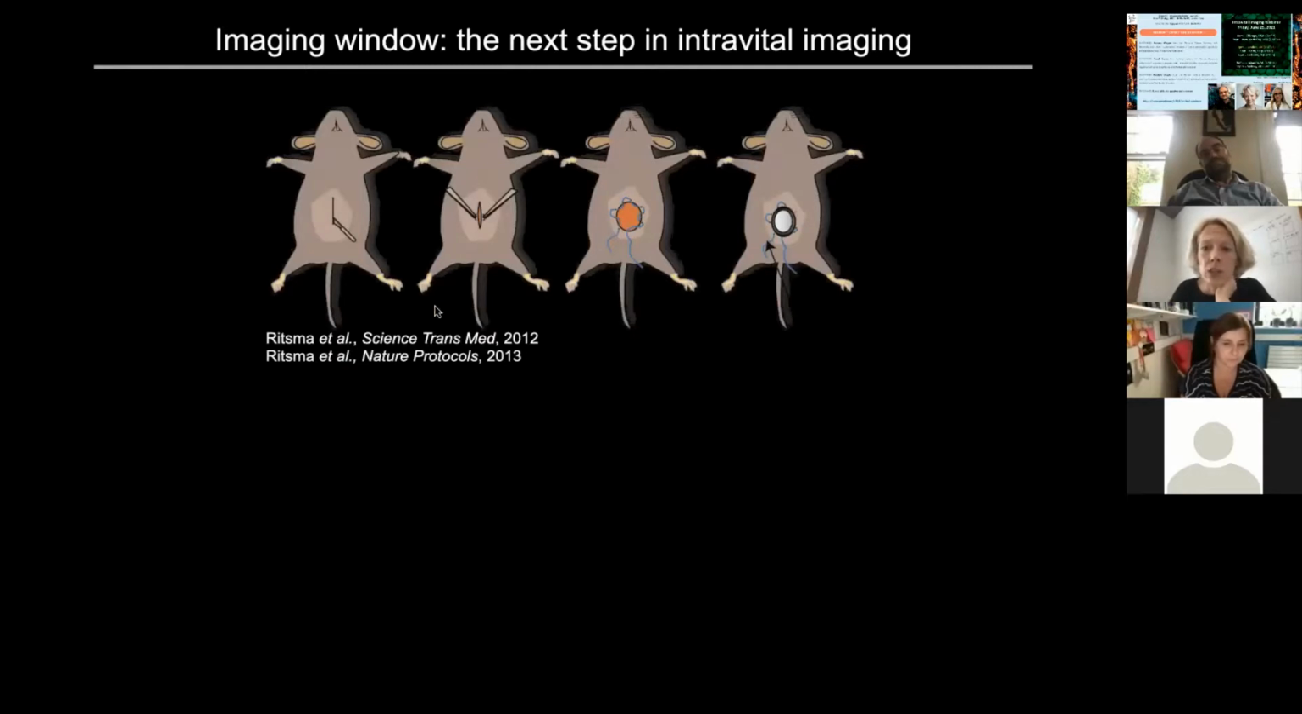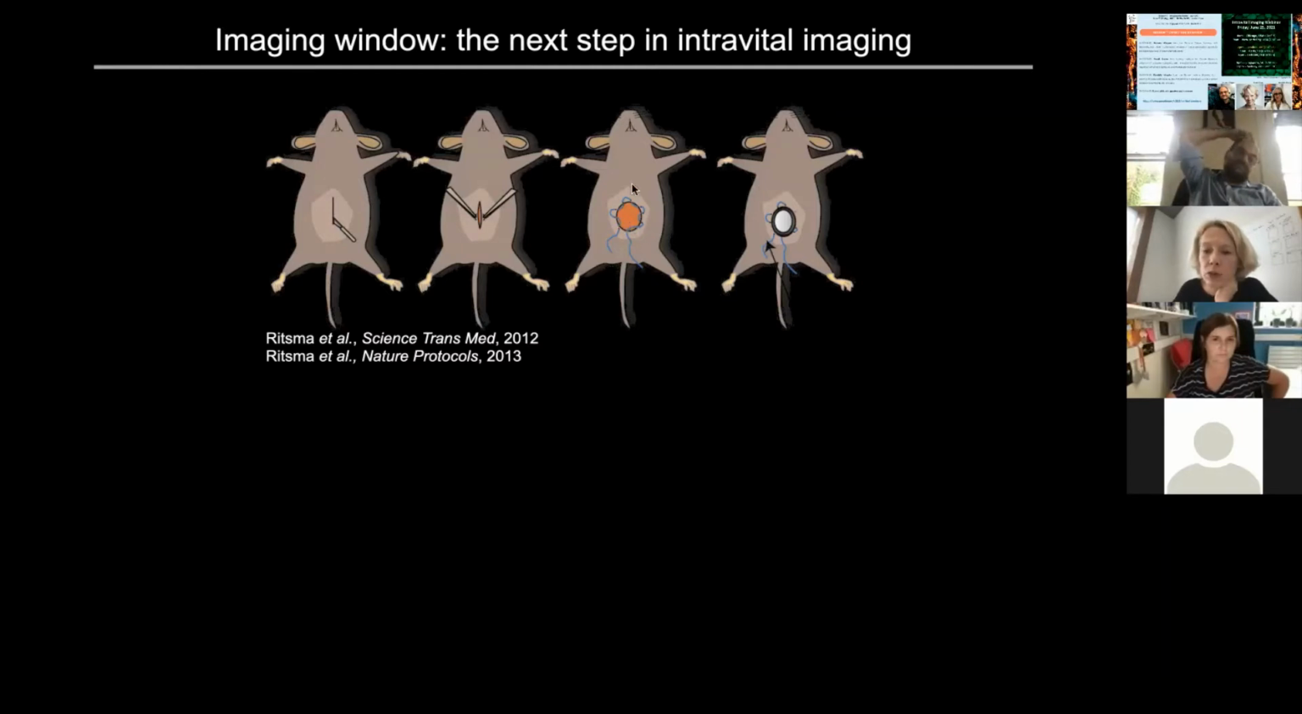Well, the implantation of this imaging window is quite nicely described in this Nature Protocols paper here. But just to guide you through, first you make an incision through the skin, then through the peritoneum. Then, of course, you need to position the organ of interest into the incision site.